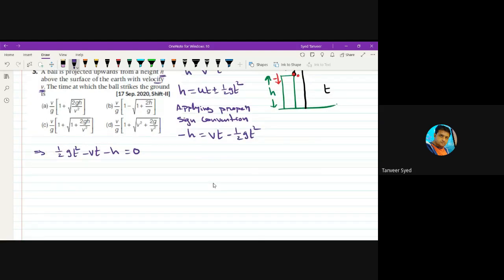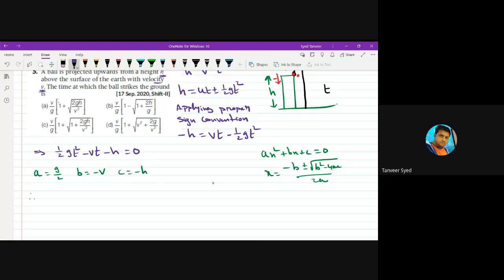And if you look at the options, they are like this. Okay, so this is a quadratic equation, ax square plus bx plus c equal to 0, whose roots are given by x is equal to minus b plus or minus root of b square minus 4ac by 2a. And what do we have here in place of a? If you compare this equation with ax square plus bx plus c, in place of a you have g by 2. Okay, and in place of b you have minus v, in place of c you have minus h.